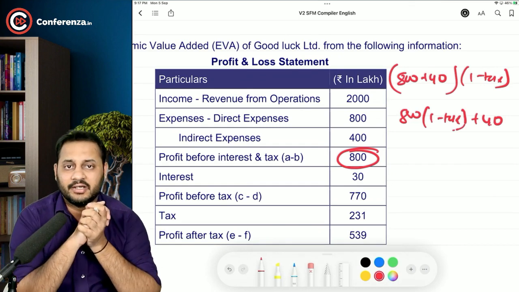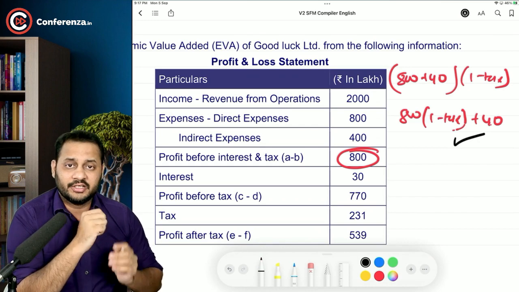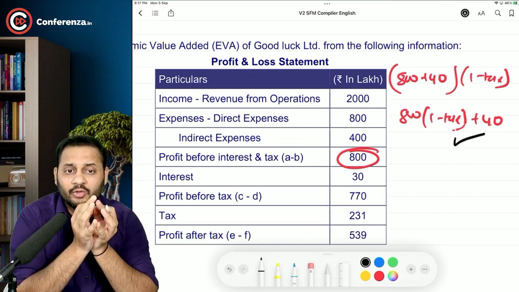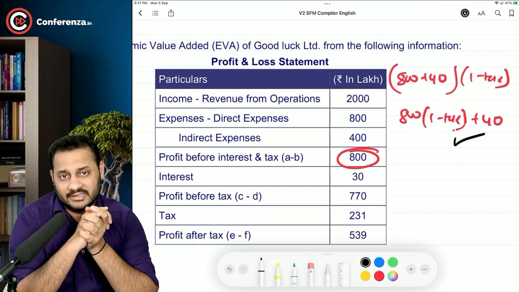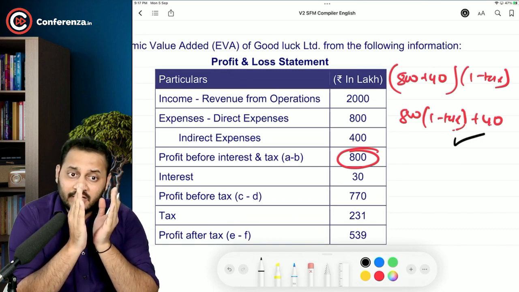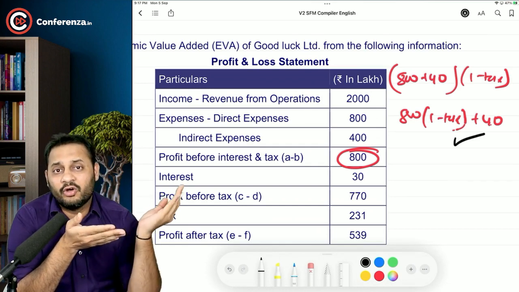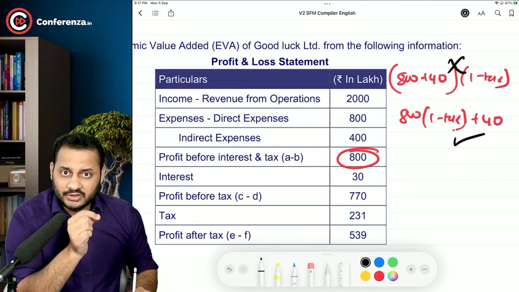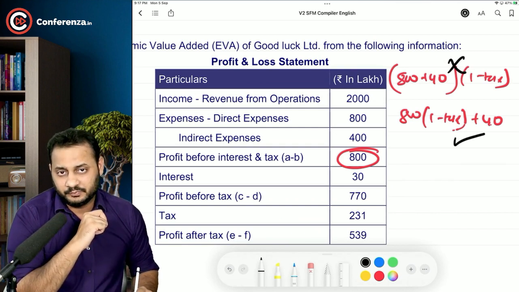Which treatment is right? The second treatment is right, because in the first treatment, what you are doing is you are ignoring the tax benefit on that 40 lakhs of non-cash expense. Do not ignore that. Tax savings on 40 is real, but 40 lakhs itself is a non-cash expense. So this treatment will be wrong, because we will ignore the tax benefit on 40 lakhs of the expense.